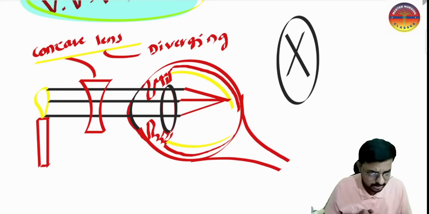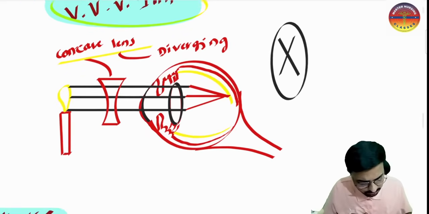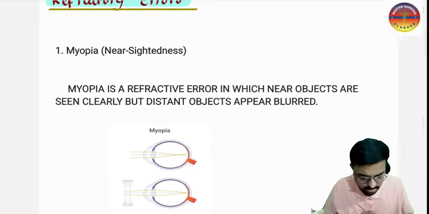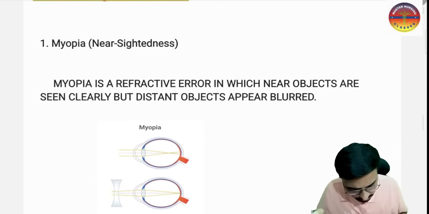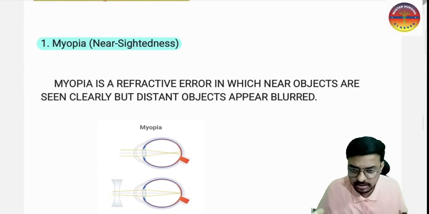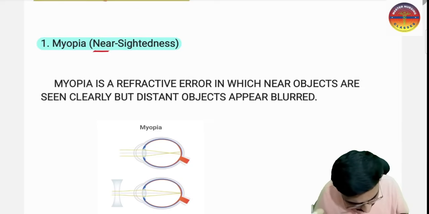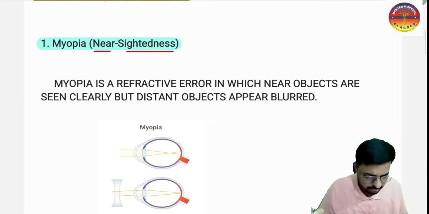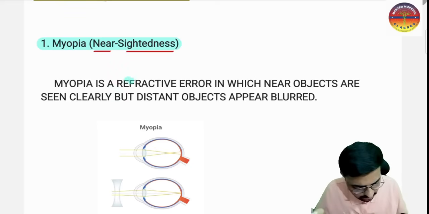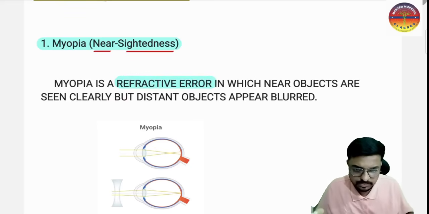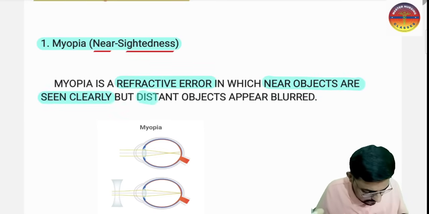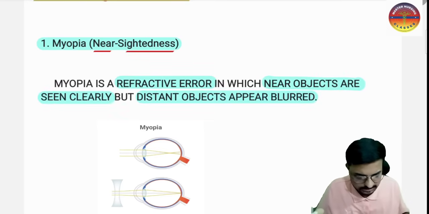This concept is very important for your exam, you have to understand. Let me take you to a beautiful ride. On the refractory errors, the first one is myopia, or nearsightedness. In nearsightedness, whatever is near he is able to see, and whatever is away he is unable to see. Myopia is the refractory error in which near objects are seen clearly but distant objects appear blurred.